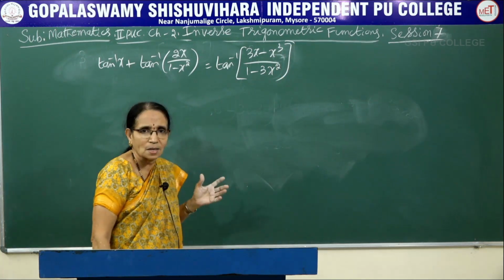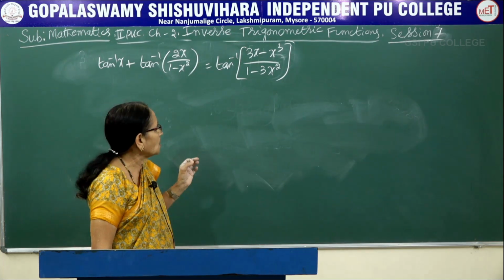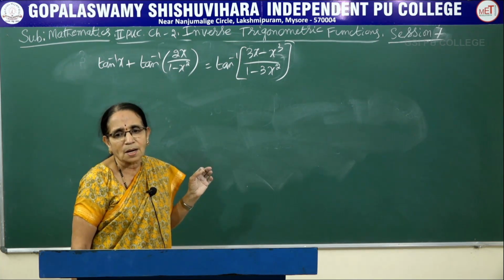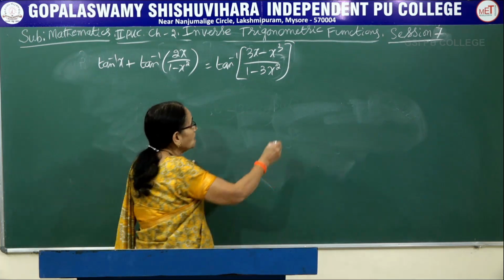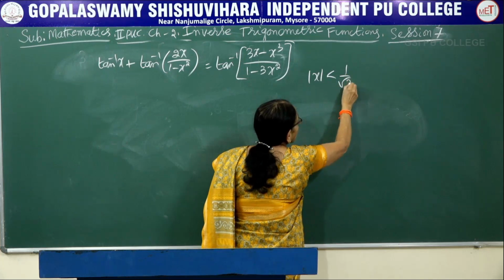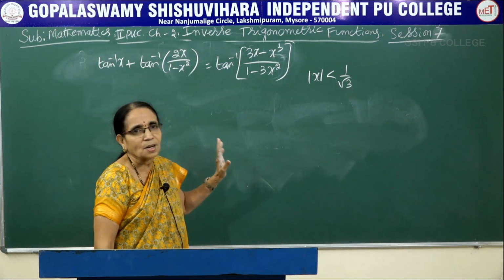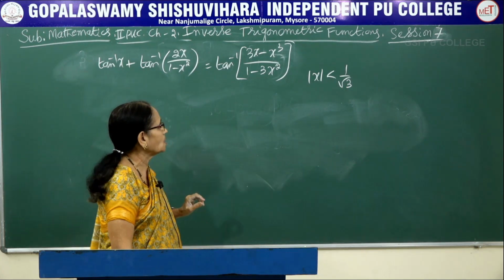Again, it is in terms of tan inverse only. Tan inverse of 3x minus x cube divided by 1 minus 3x square. Here the condition is modulus of x should be less than 1 by square root of 3. So, under this condition, we are proving the result.